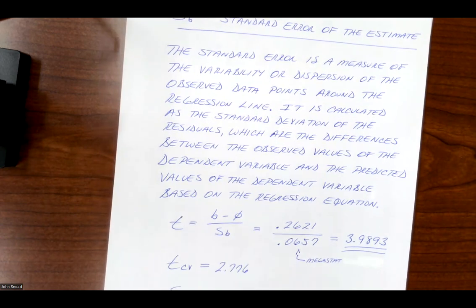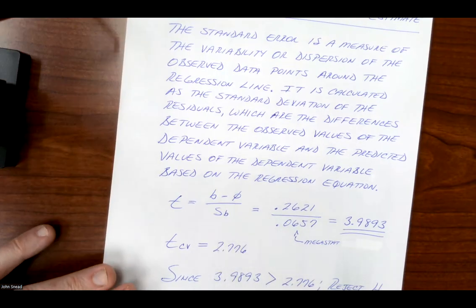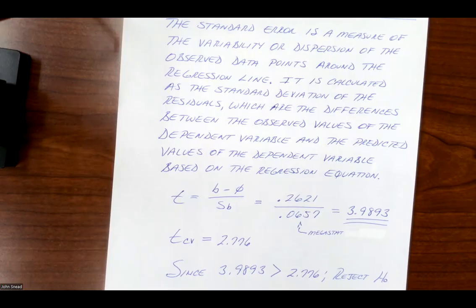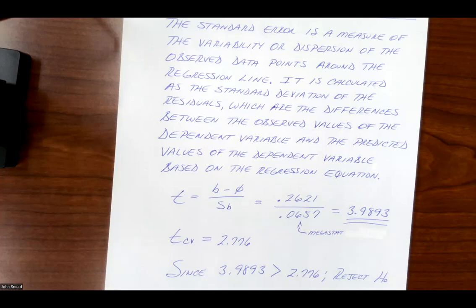Okay, so when we went back into Megastat, we had this 0.0657 as our standard error. So let's go back here and let me show that again. Okay, remember we had this standard error, 0.0657. We're going to take that and plug it into our equation, and we come up with 3.9893. So that's our calculated t statistic.